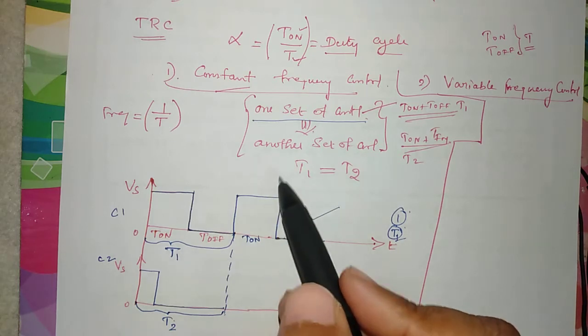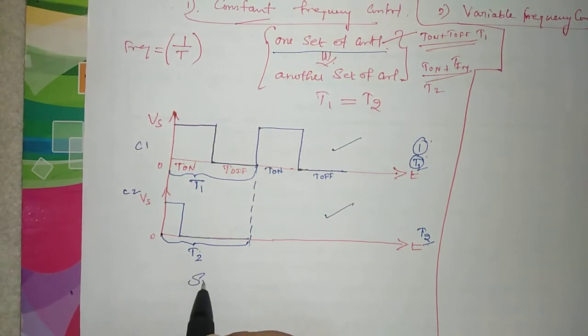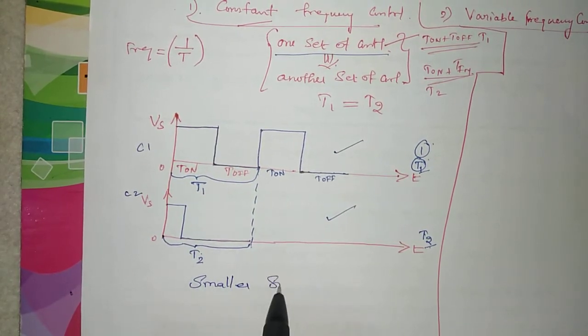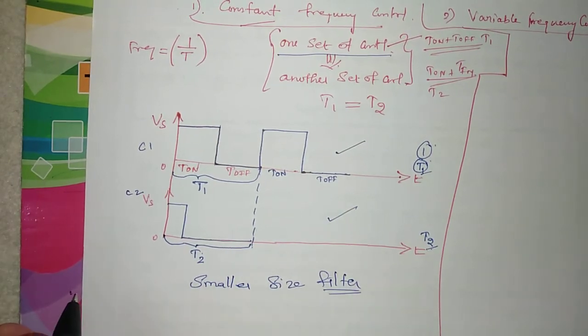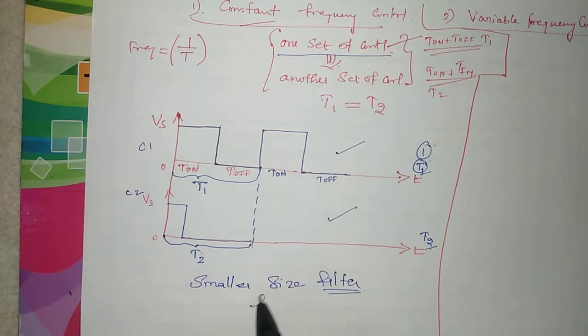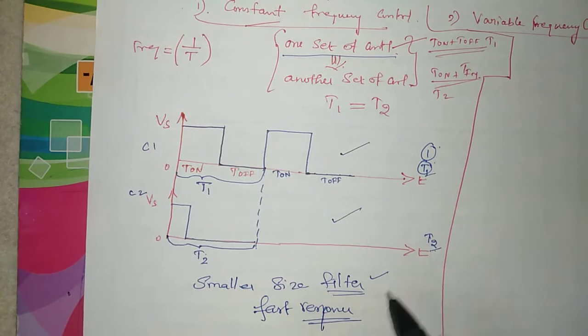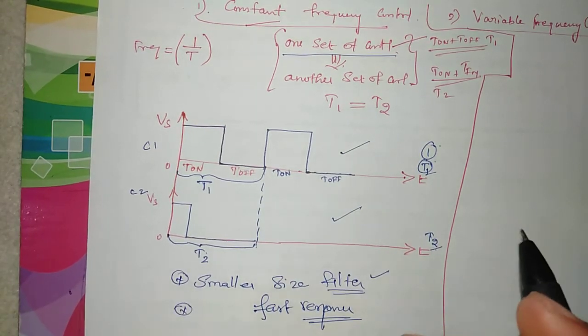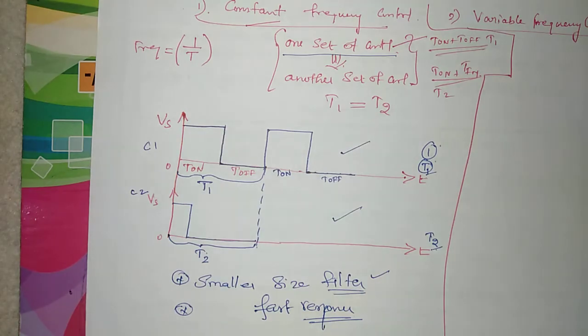The constant frequency control gives the ripple and requires a smaller size of filter. By using this we can have a smaller size of filter. That is very important. In this constant frequency control we have only a smaller size of filter and also fast response. Both can be obtained. A smaller size of filter is alone required, and faster response. This is the proper DC drive. That is our constant frequency control.